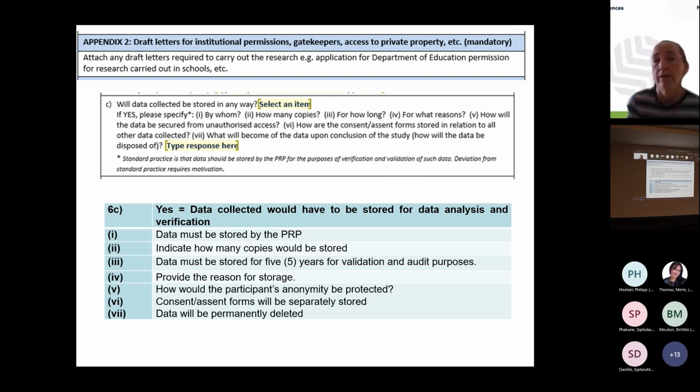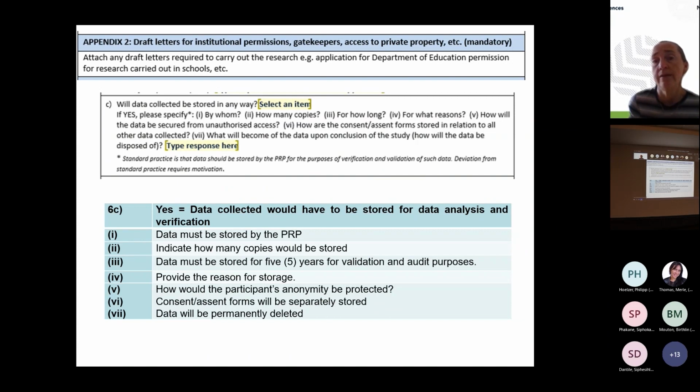Then, how will the data be secured from unauthorized access? So it's hard copies in a locked filing cabinet or locked somewhere, and only limited access by the PRP or whatever.